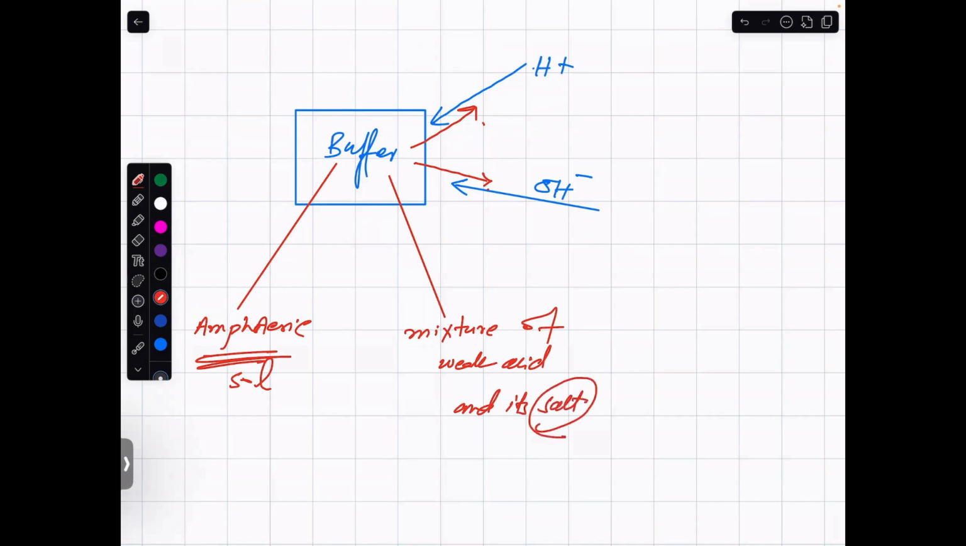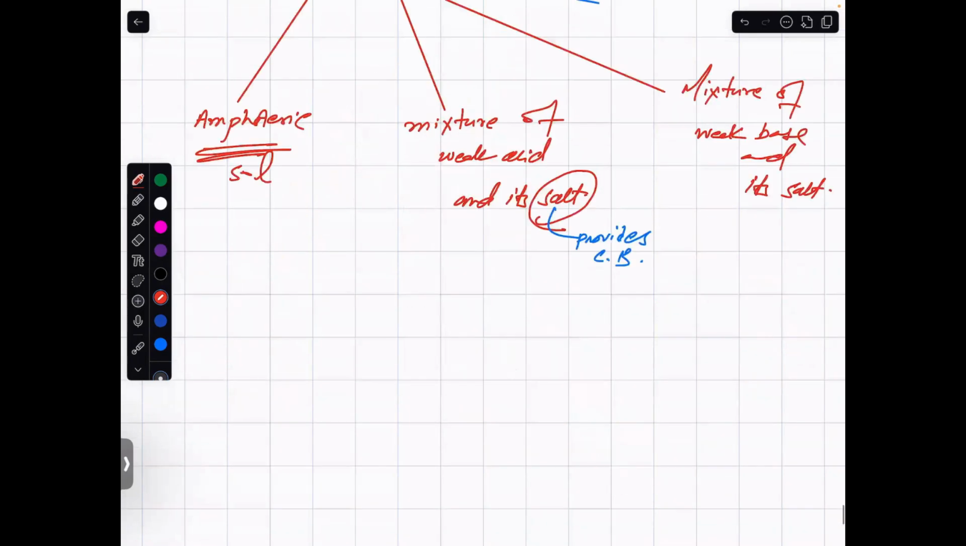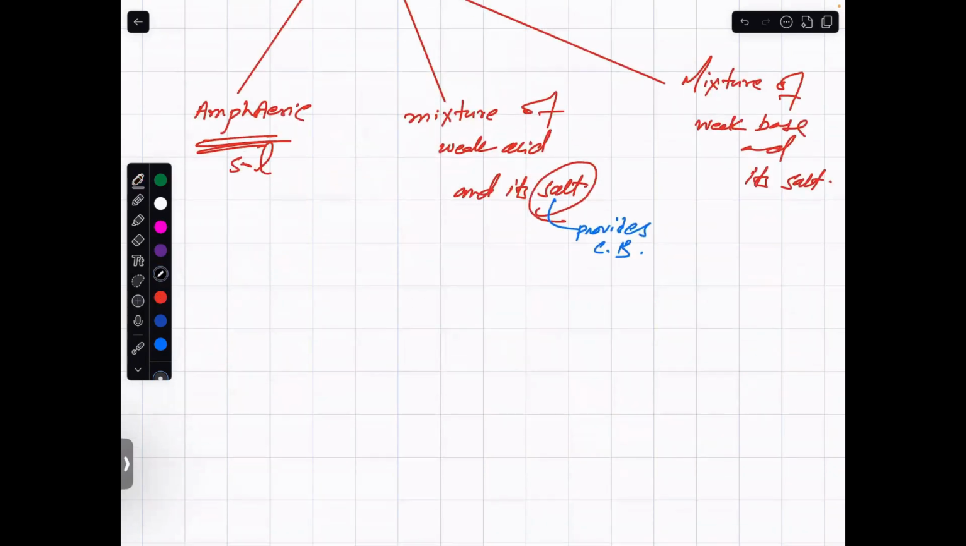You know, its salt provides the conjugate base. Salt provides what? This I'm going to explain. Conjugate base. And a mixture of a weak base and its salt. Now, I'm going to start with the amphoteric thing.